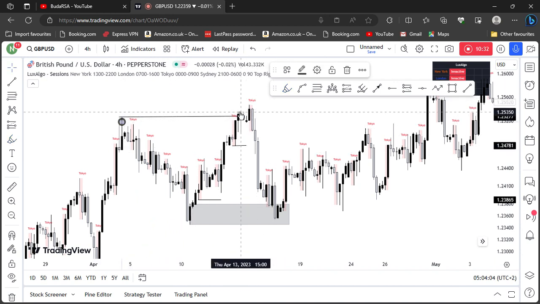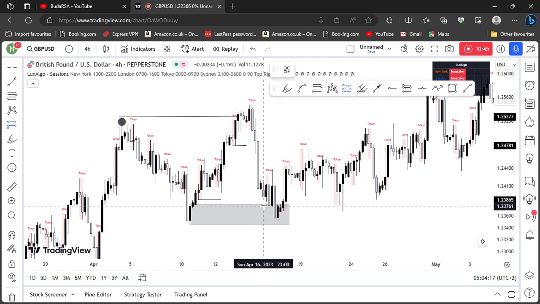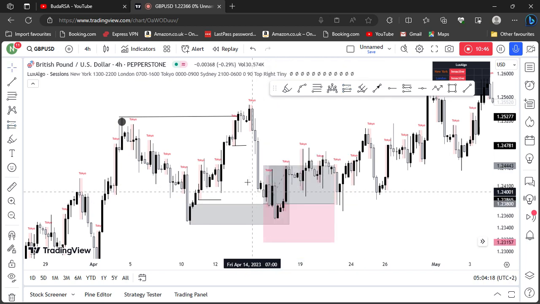It came down. You see, it came down. It took out this liquidity. It further came down. It came down, took out this liquidity. Then it tapped into my order block, right, where I had my sniper entry right there.